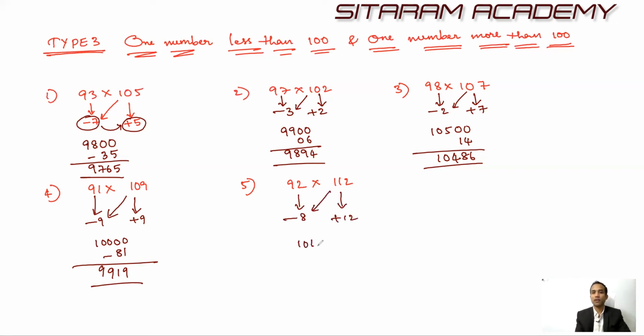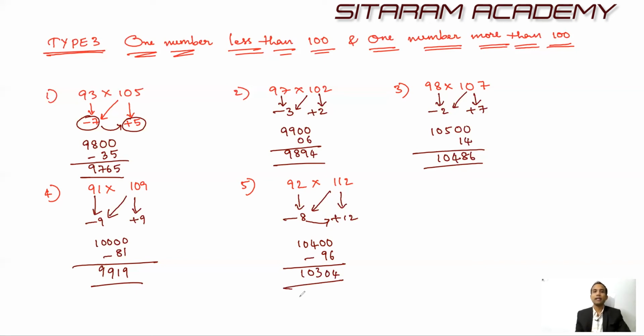So this is 8 less than 100, and this is 12 more than 100, and 112 minus 8 will become 104, and we'll take 2 zeros, and 12 8s are 96. We will subtract from this, and 10,400 minus 96 will become 10,304, right? So this is type 3.